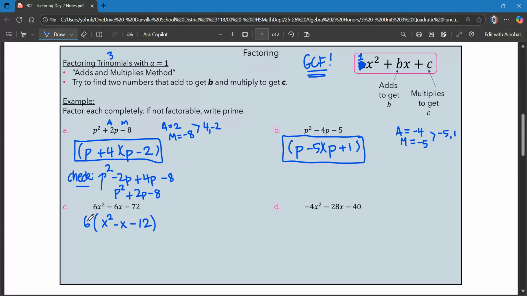But now I can take a 6 out and keep going because I can find two numbers that add to get -1 and multiply to get -12. So think about things that multiply to get -12. How about like 4 and 3? And if you make it -4 and a +3, then when you add them, you get a -1. So don't forget that 6. It goes along for the ride. Start your two empty parentheses. The letter in the problem is the letter in the parentheses, so put your x's. And then your two numbers are -4 and +3.